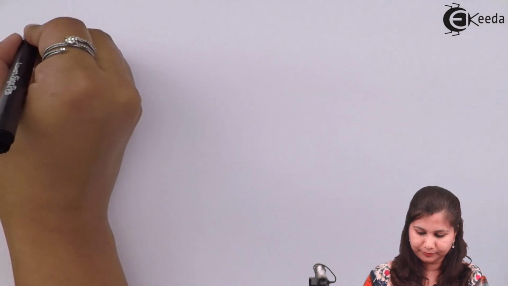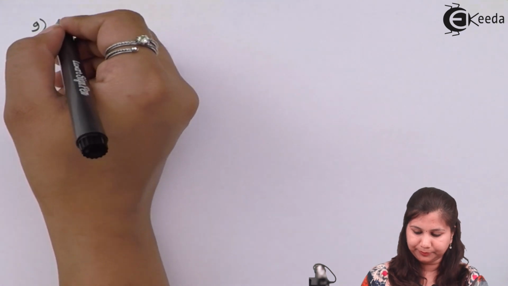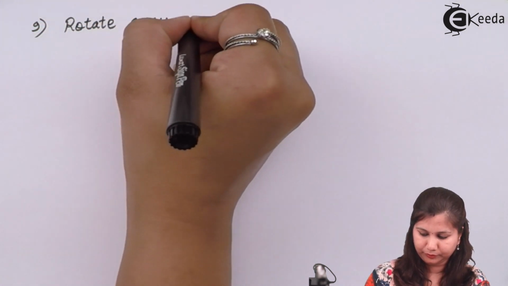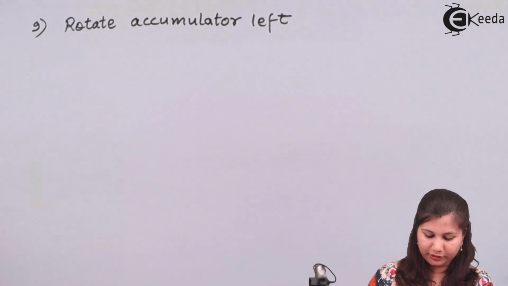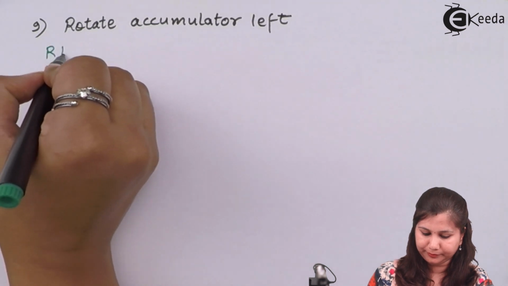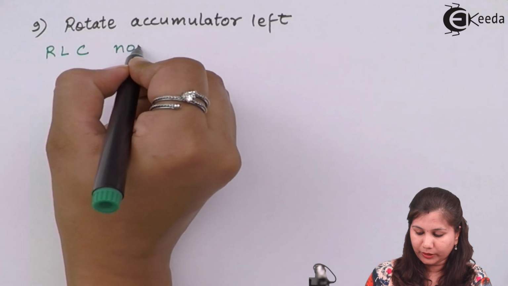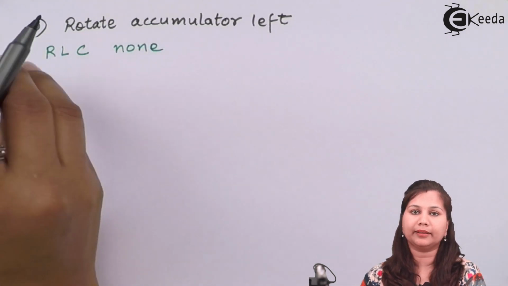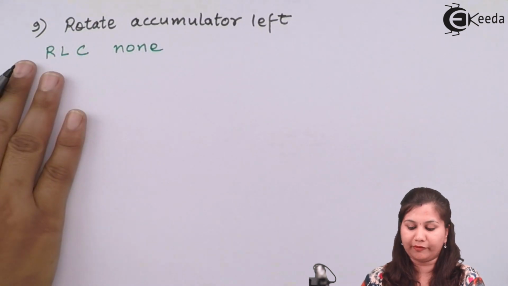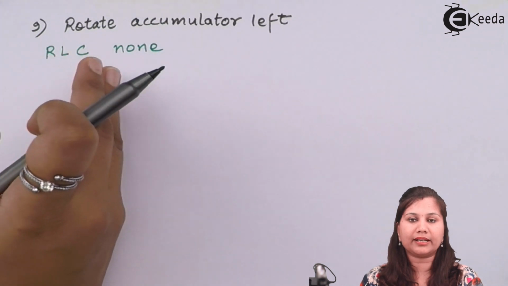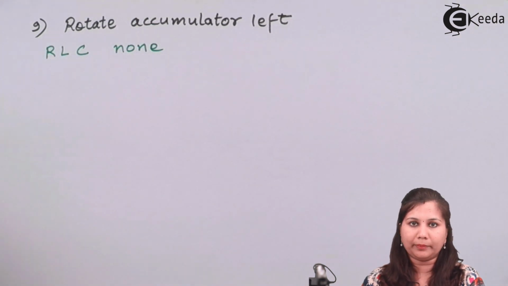Then we have the rotate instructions also. They come under this logical instructions category, rotate operations. So the next logical instruction is rotate accumulator. These are the rotate instructions, and the mnemonic for this is RLC. There is no operand in it. We only write the mnemonic RLC in the program, and the operand is implicit in the instruction itself. Whenever we write RLC, it is going to rotate the contents of the accumulator to the left-hand side by 1 bit.